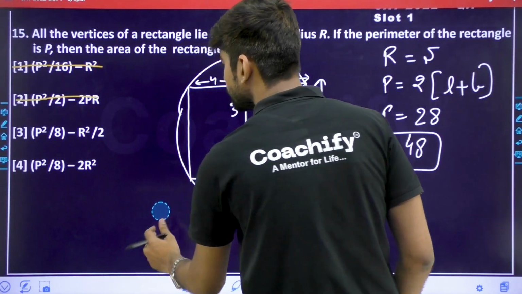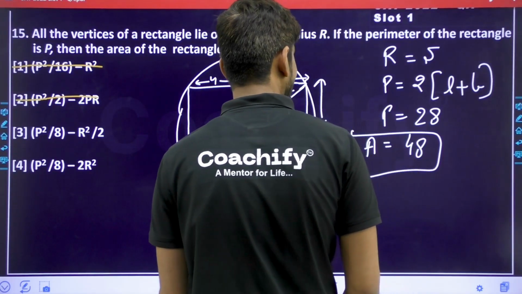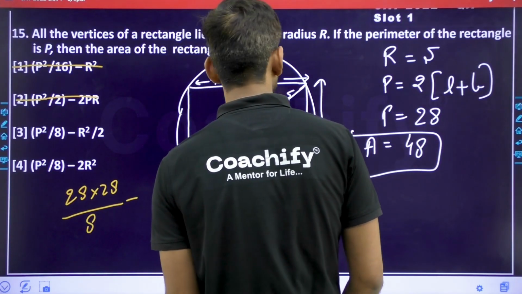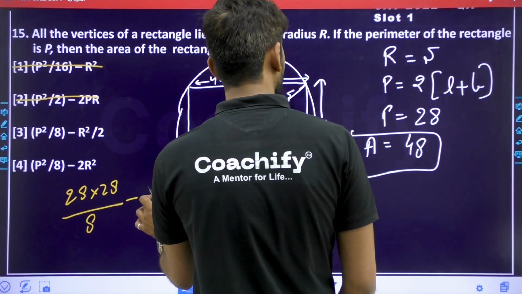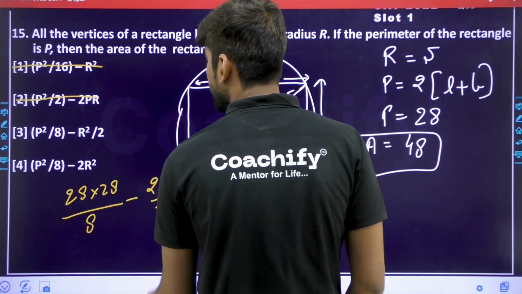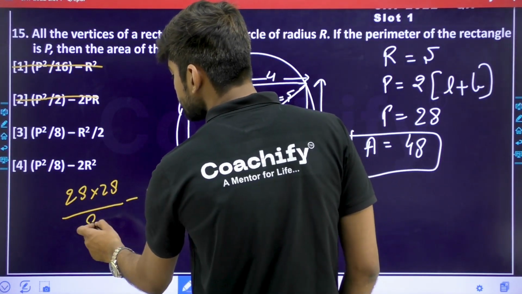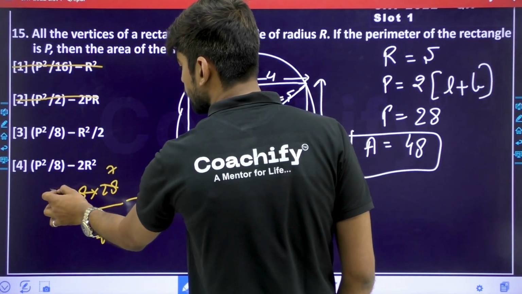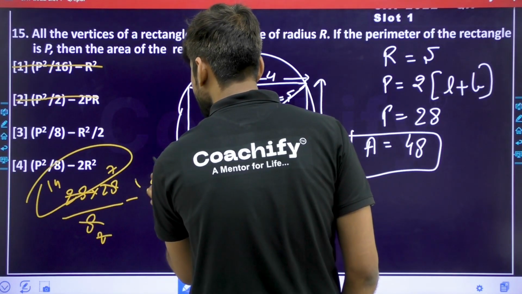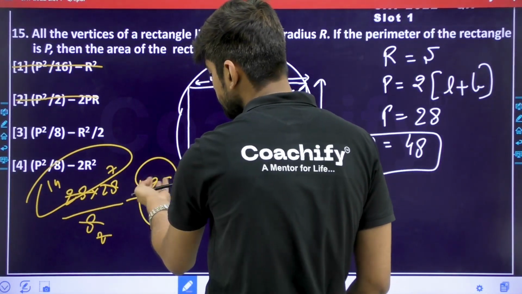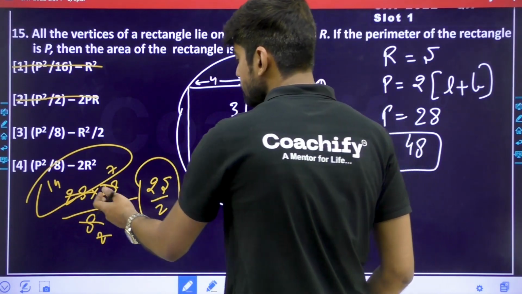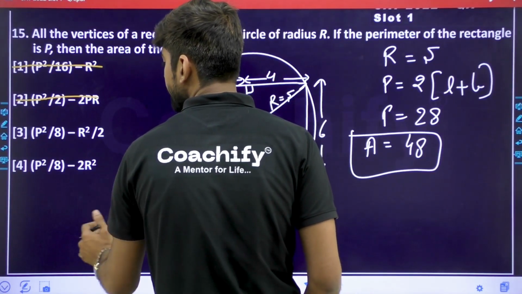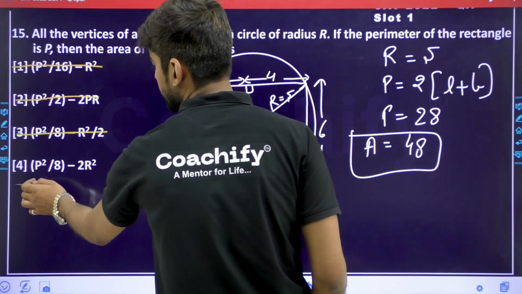Let's proceed to the third option, which is P square by 8. That means 28 into 28 upon 8 minus R square by 2, which is 25 by 2. So if I solve this, 4 2s are 8, 4 7s are 28, this is 14. This part is an integer, and this part is coming out as a decimal. That means my final answer is going to be a decimal. My area is coming out as 48, which is not a decimal number. So that rules out option 3 as well. My correct answer is the fourth option.